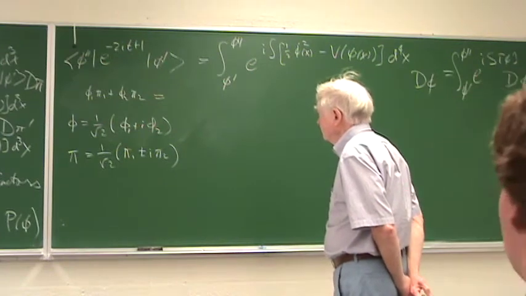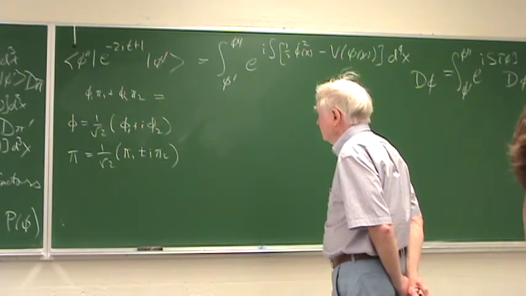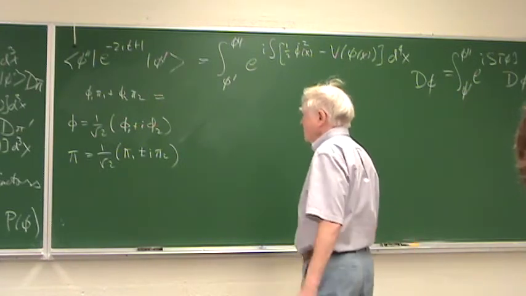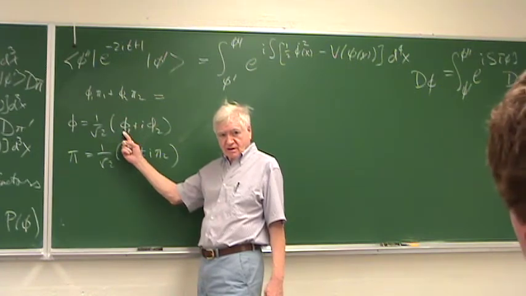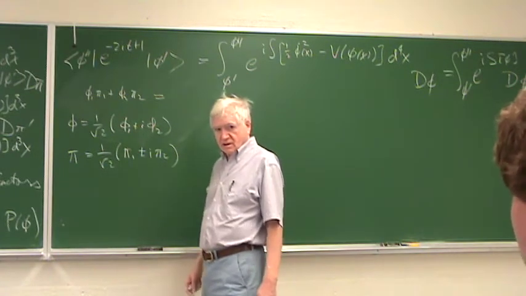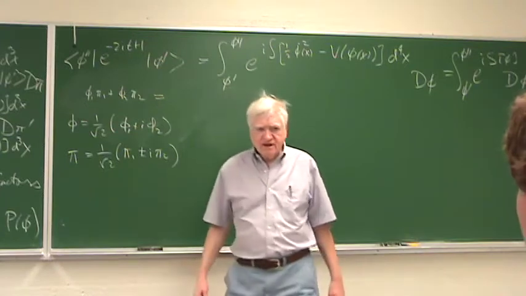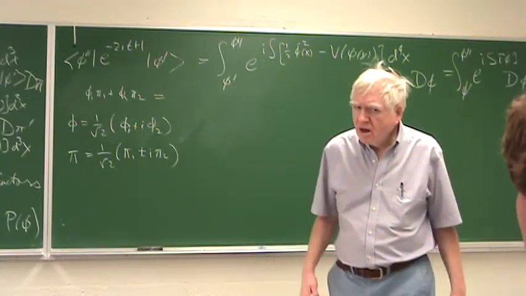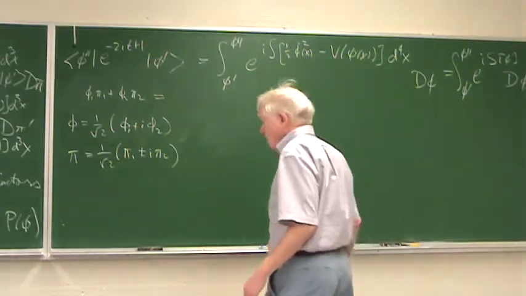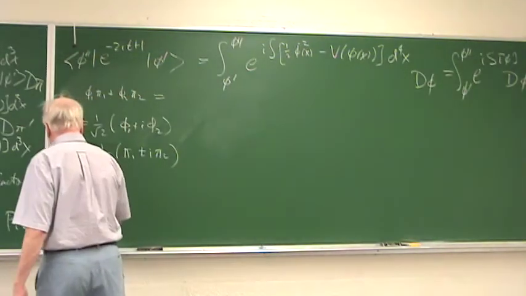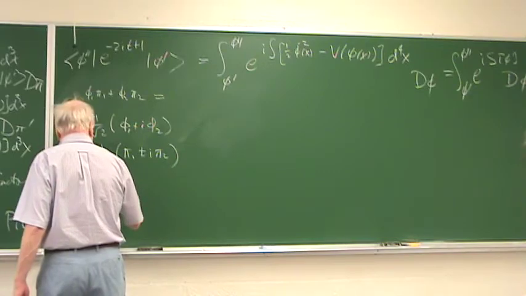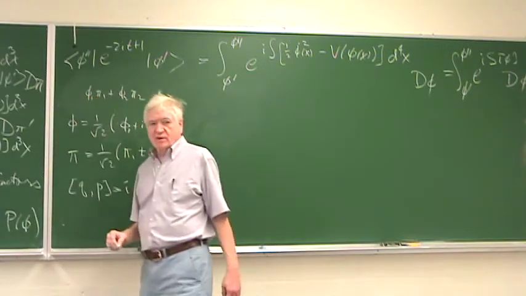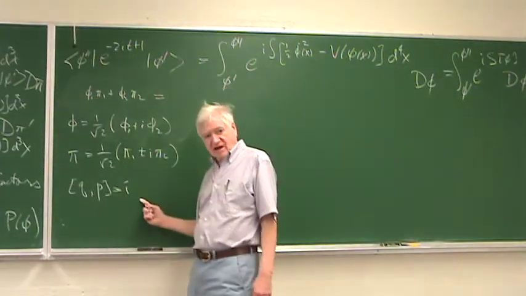So wait, pi is an individual thing, not just some arbitrary function that we choose? Pi is the momentum conjugate to phi. Oh, I see. So Fourier transform phi, you get pi? Is it? No. It's like this. Good question. I'll give you your chocolate in a moment. If we set h bar equal to 1, so we don't clutter the formulas, qp commutator is i.